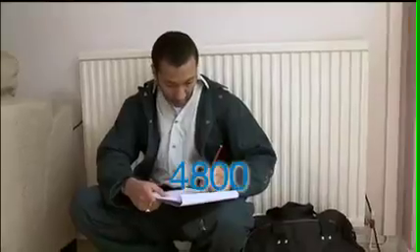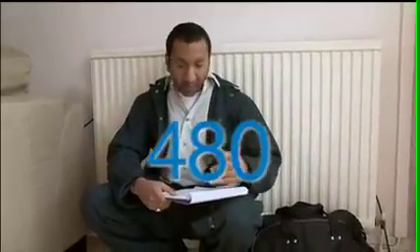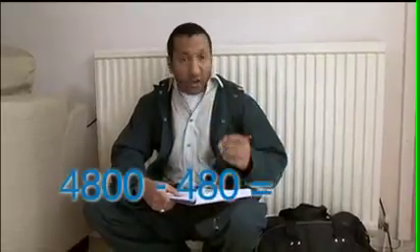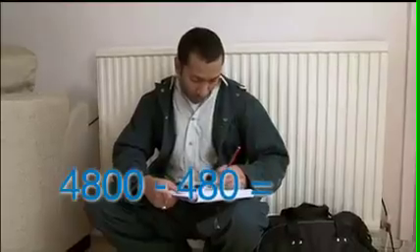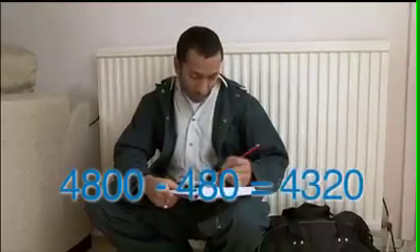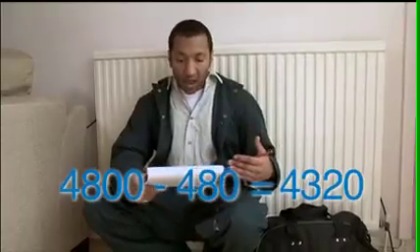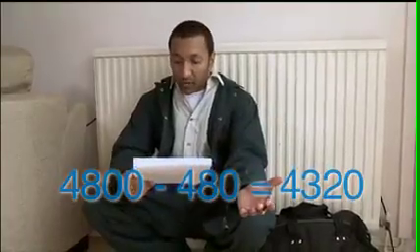We have our BTU figure of 4,800. 10% of that is 480. Take that away from the 4,800 to give the final BTU figure of 4,320. So, looking at my chart, I think I'll recommend a radiator with a BTU output of 4,800.